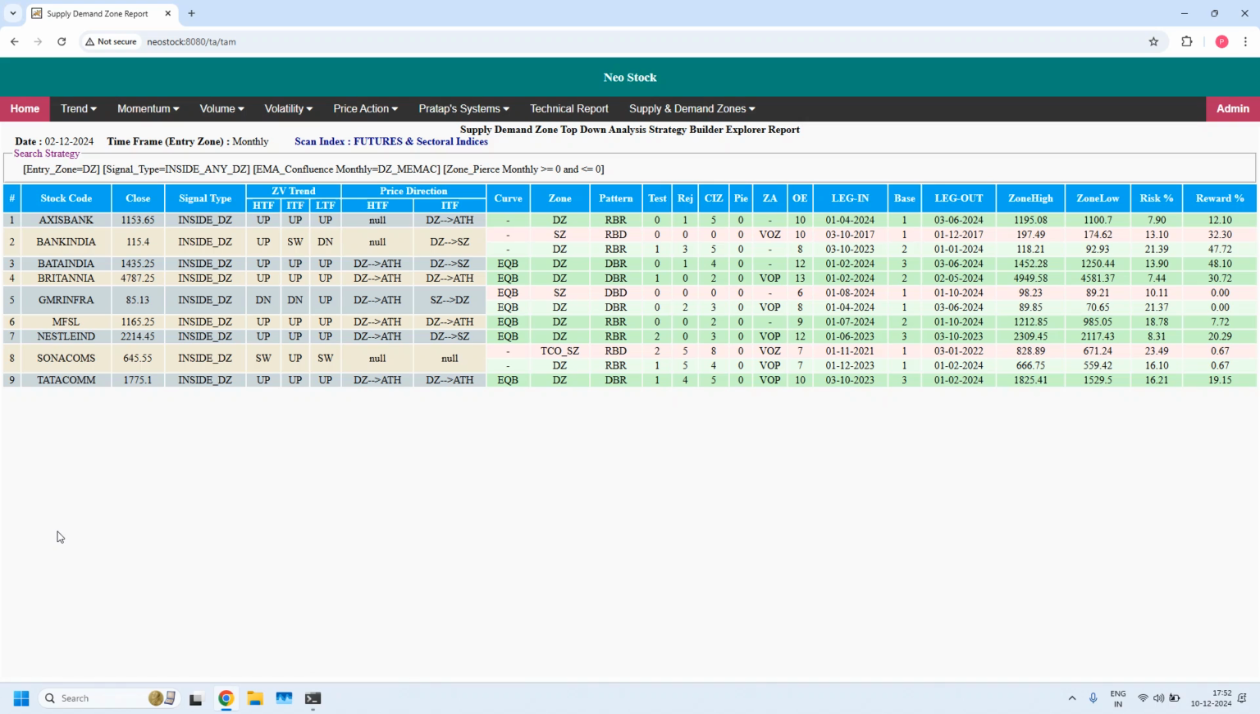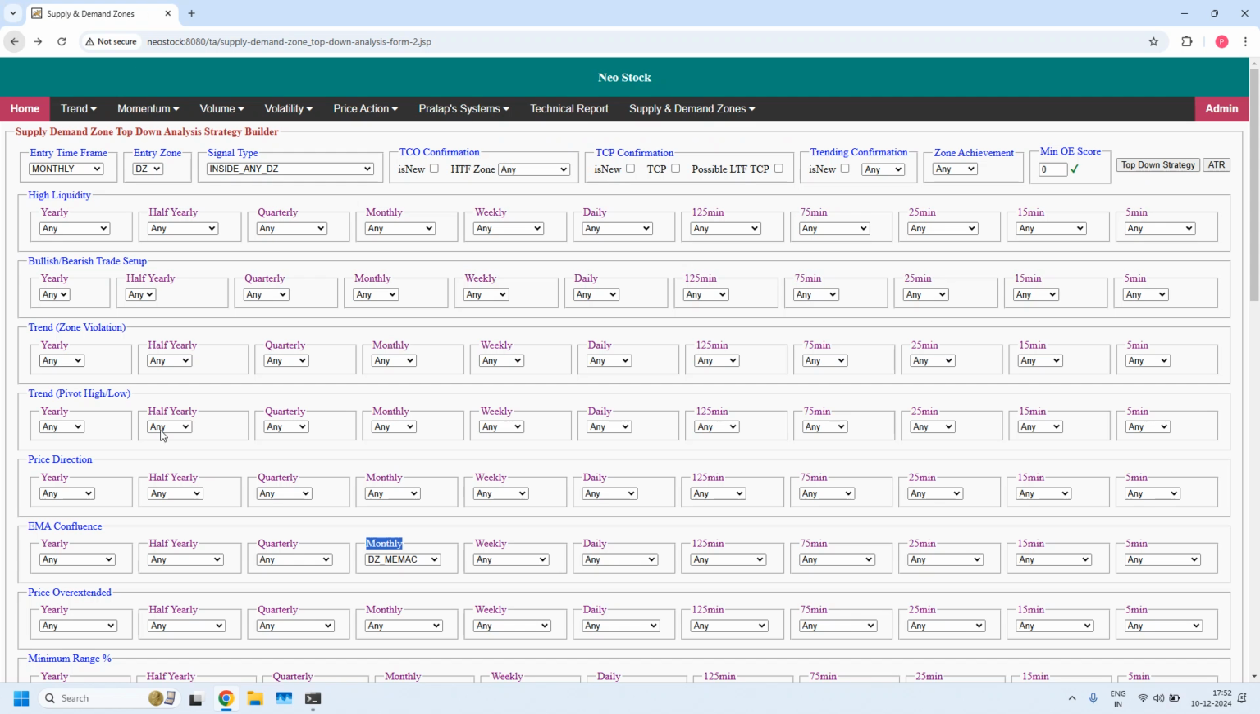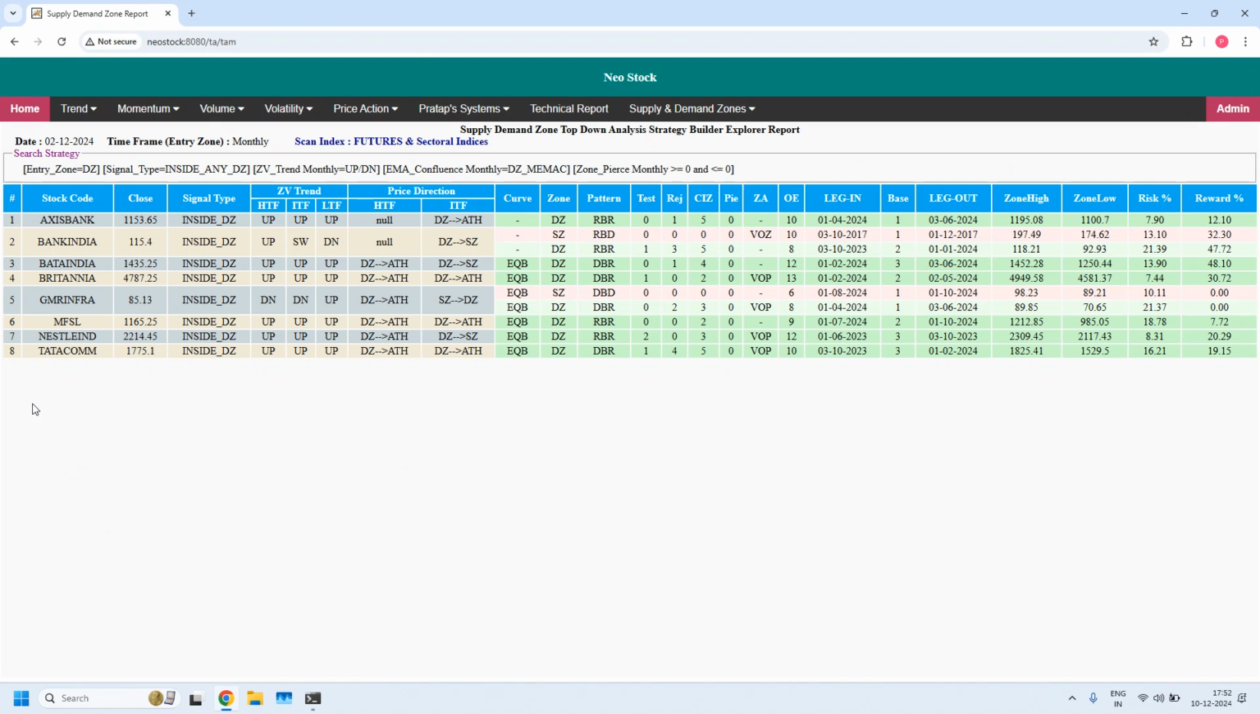So price closed inside monthly demand zone, and these monthly demand zones are having EMA Confluence, but sideways you should ignore. So let me keep even that filter. Trend based on zone violation and monthly time frame. Trend should not be sideways. It can be up or down. So now we got only 8 stocks.